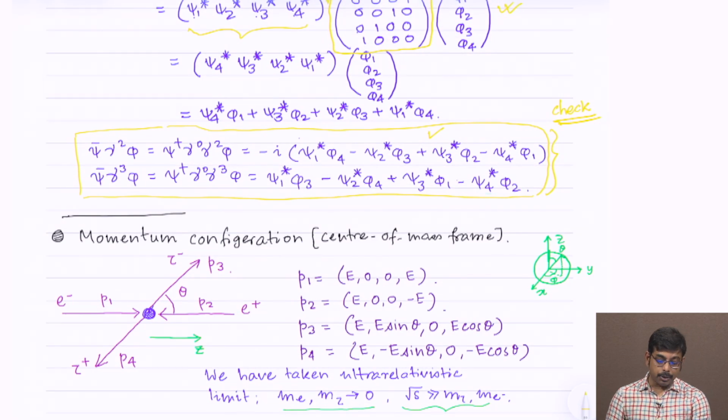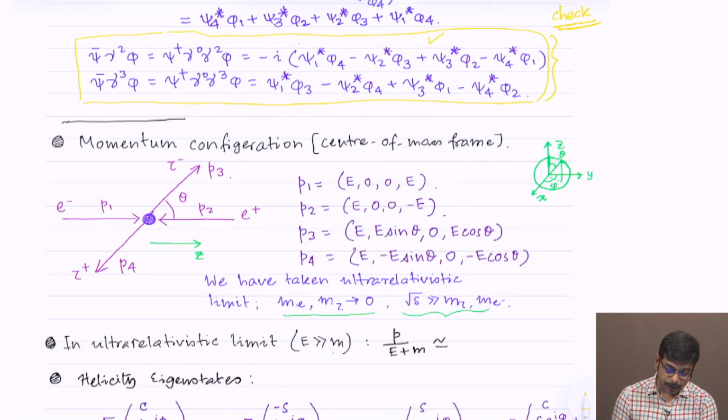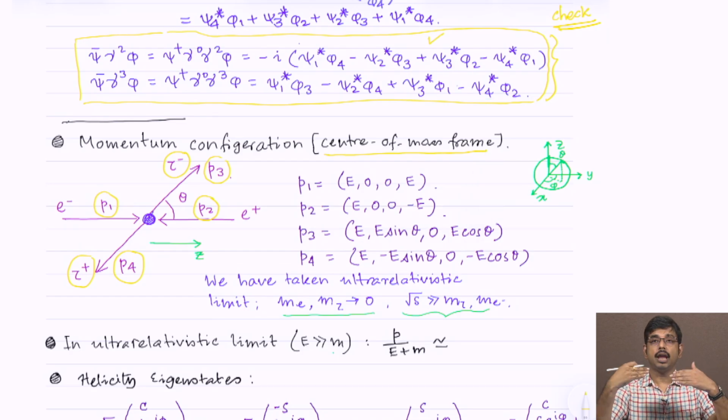Now, let us come back to the momentum configuration in the center of mass frame. Okay? Once again, this is a schematic of the collision, e minus e plus producing a pair of tau plus and tau minus. So, this momentum is P1, this momentum is P2, tau minus is coming out with a momentum P3, and tau plus is coming out with a momentum P4. And you remember the definition of the center of mass frame, where we imagine that the collision happens in such a way that P1 vector plus P2 vector is equal to 0. That means the three momenta of these particles are equal and opposite. So, that is basically the definition of the center of mass frame.